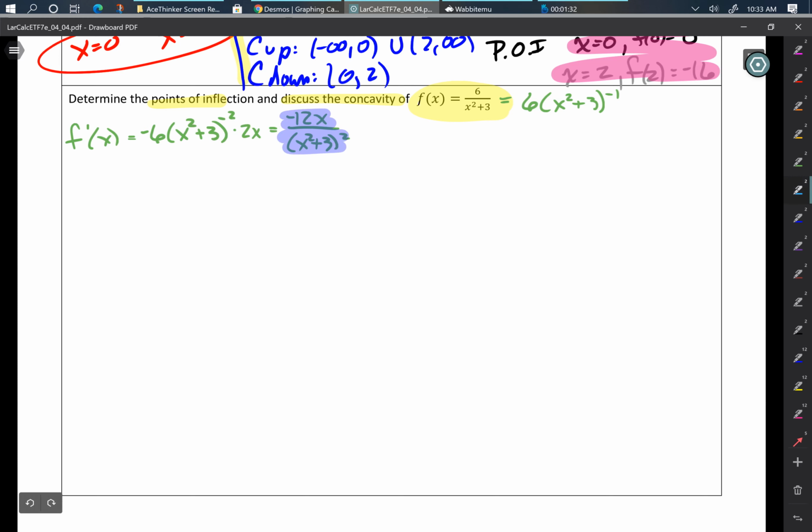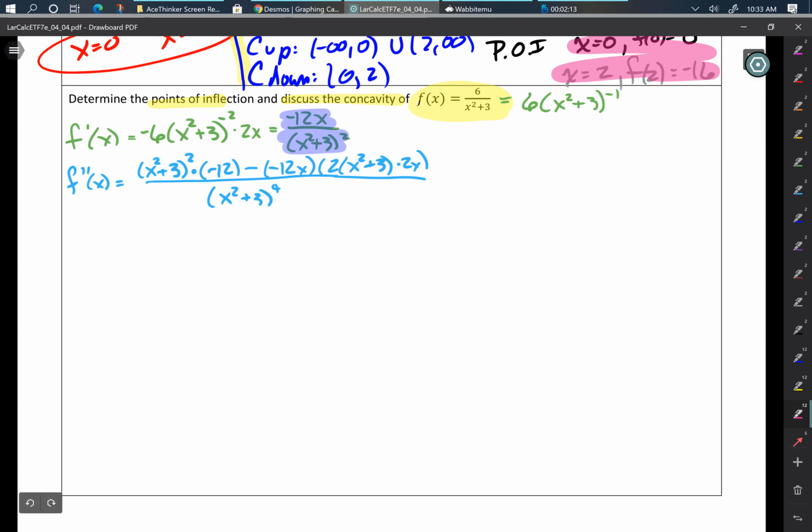Now I'll take the second derivative, f double prime of x. Let's see, second derivative. Looks like I'm going to have to use the quotient rule here. So the quotient rule says it's the denominator multiplied by the derivative of the numerator, minus the numerator multiplied by the derivative of the denominator, divided by the denominator squared.